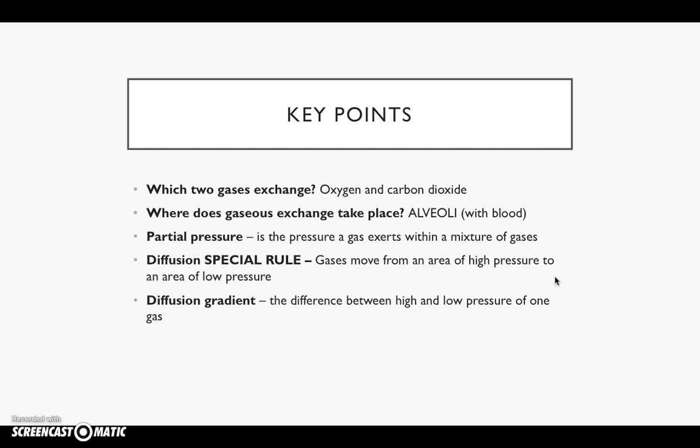Obviously we need to get oxygen to the working muscles so that we can have aerobic respiration. And we need to remove carbon dioxide, that waste product that gets produced during exercise. We remove it by breathing it out. So where does gaseous exchange take place? It takes place between the alveoli and the blood.